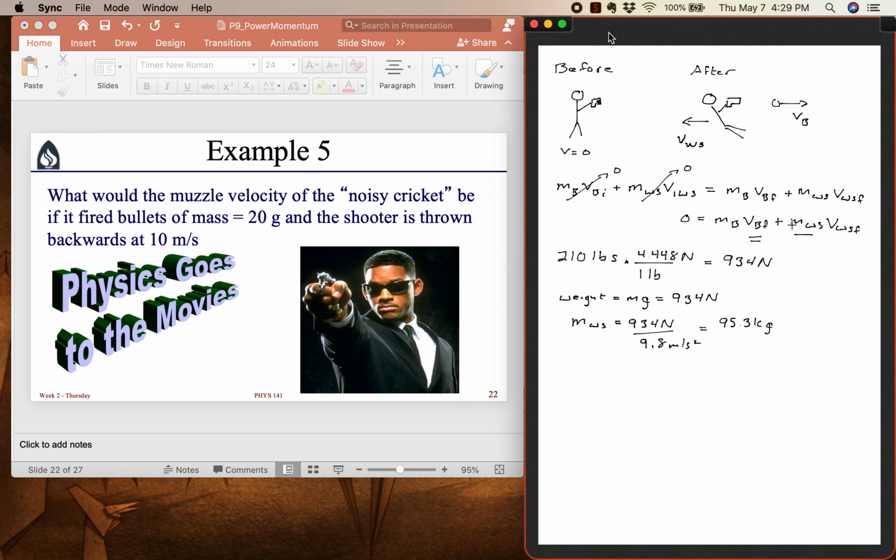Okay, so now we have all of the quantities involved in our problem, so we can solve for the final velocity of the bullet. First, we'll move this term to the other side. The mass of the bullet times the final velocity of the bullet is going to be equal to minus the mass of Will Smith times his final velocity after the gun is fired. And then we can divide both sides by the mass of the bullet.